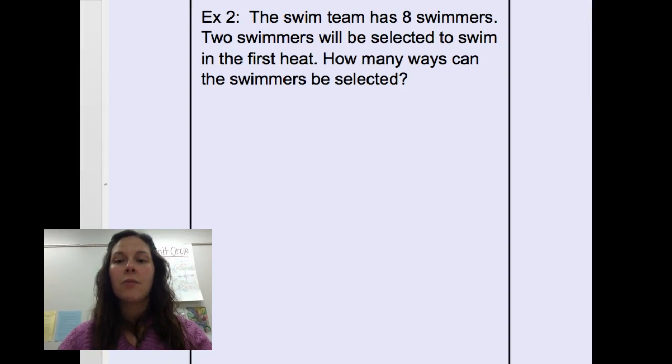Next, we're looking at how many ways can we choose 2 of 8 swimmers to swim in the first heat. Does the order in which we choose the swimmers matter, or do we still have the same 2 swimmers swimming? In this case, again, we have another combination, so we have 8C2, which gives us a total of 28.